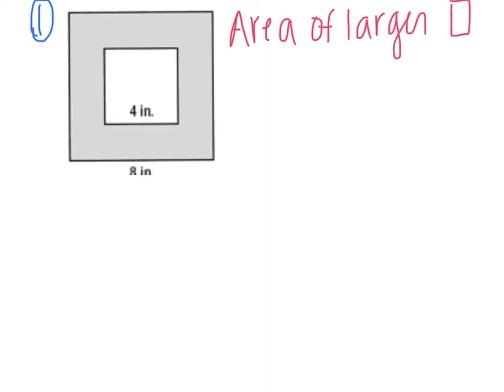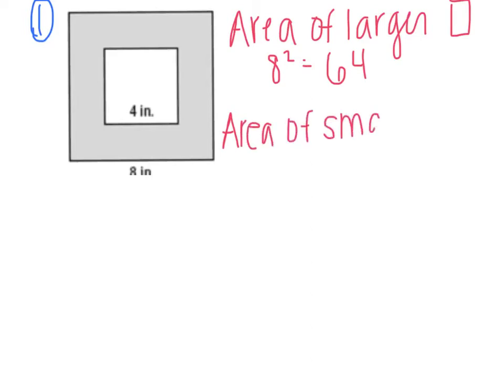So that's going to be 8 squared, because it's side times side. So 8 raised to the second power is 64. And then we need to find the area of the smaller square. And that is going to be 4 squared, which equals 16.